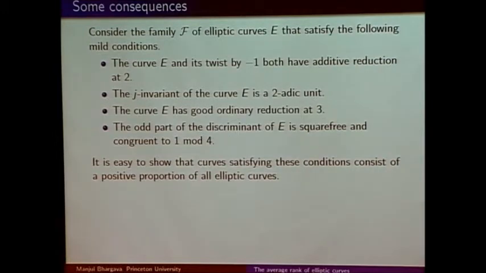The j-invariant is a 2-adic unit over the 2-adics. It has good ordinary reduction at 3. And the odd part of the discriminant is square free and congruent to 1 mod 4. Okay, so these are just some set of congruence conditions.